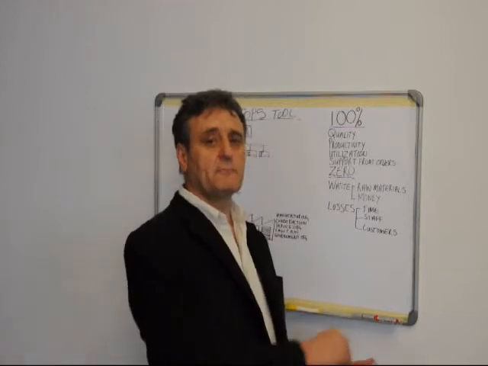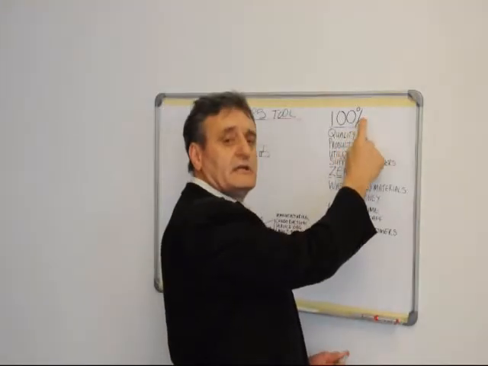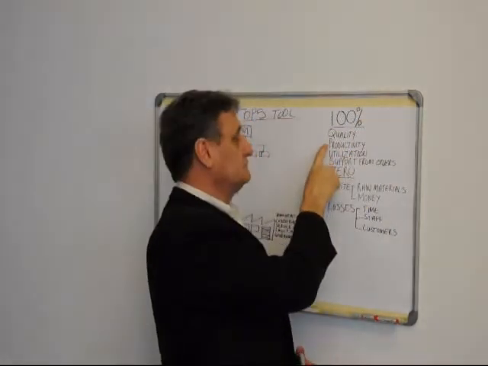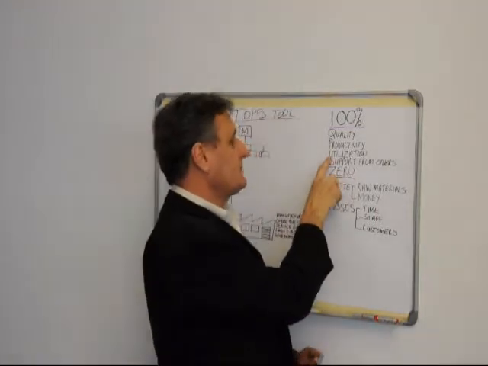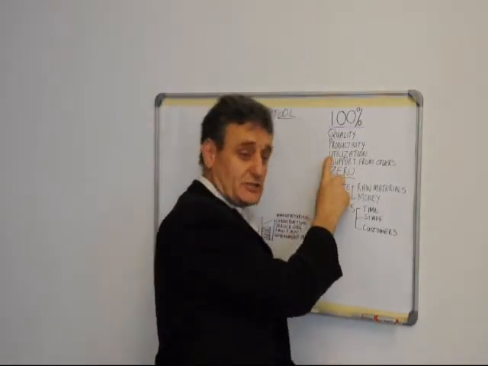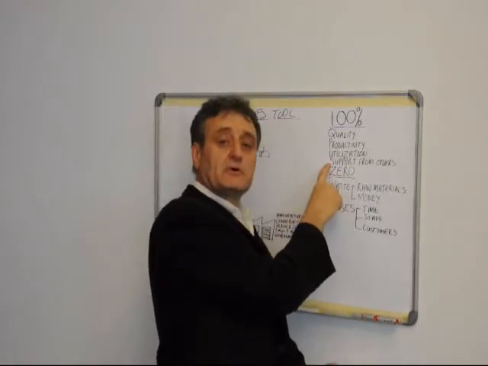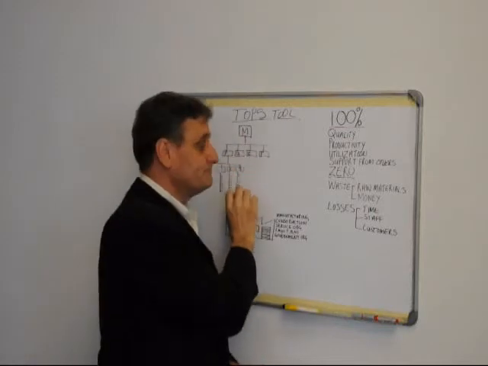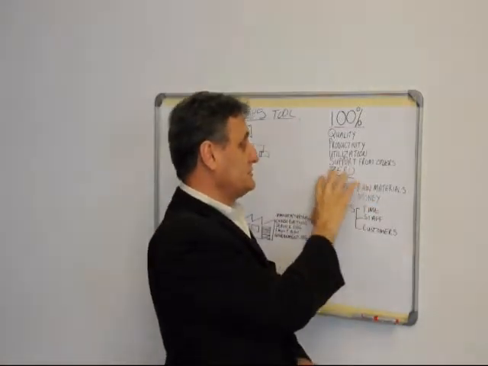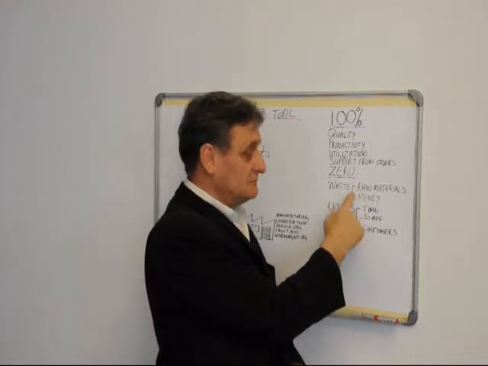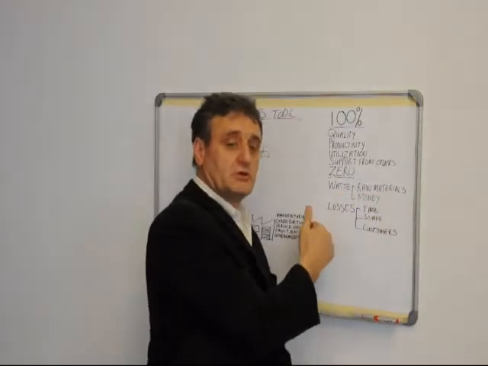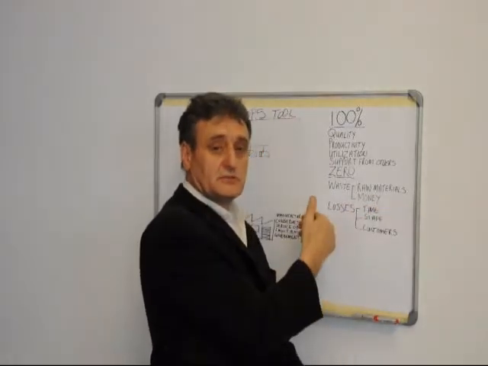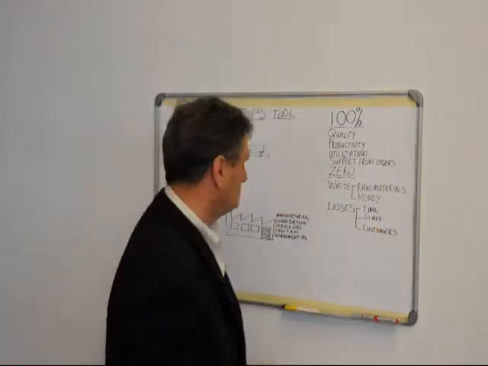You can ask yourself if everything in your work is 100%. 100% quality. Do you have 100% productivity? 100% utilization? 100% support from others? There's other people in your organization. Do you have zero waste? This can be raw materials or money. Do you have zero losses? This can be time, staff turnover, can even be your customers.